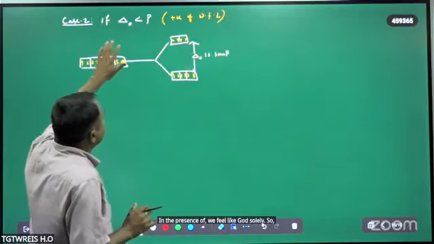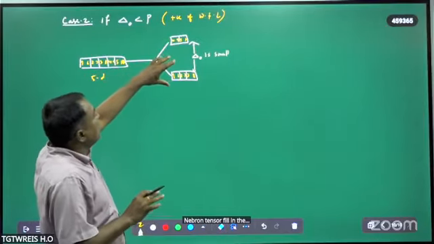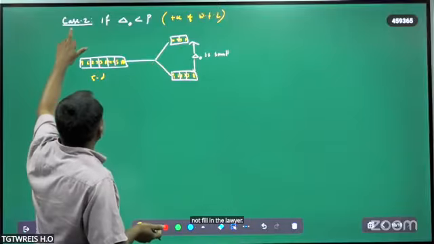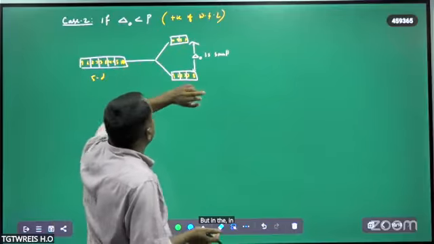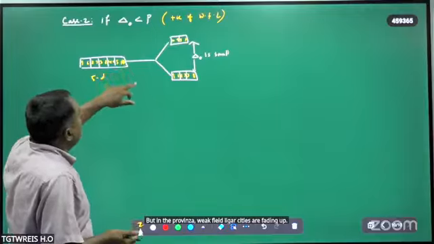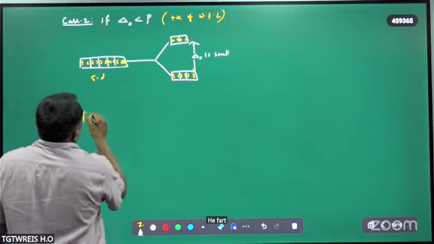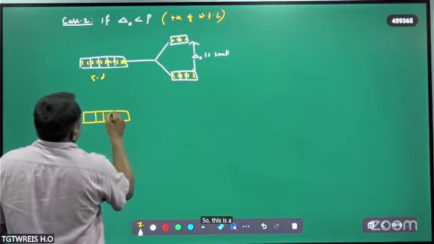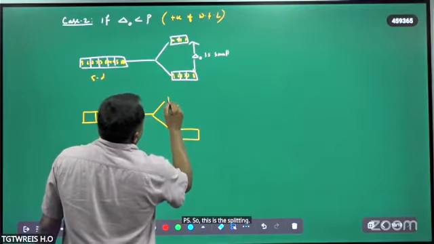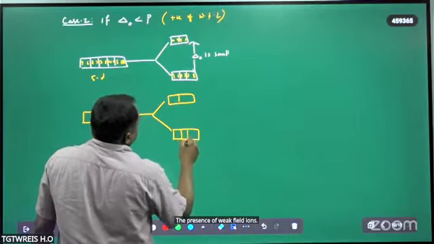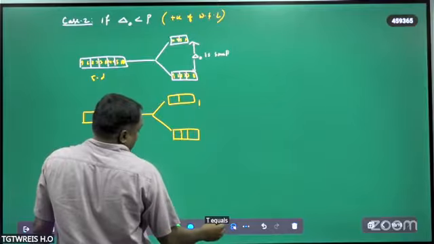So electrons tend to fill in the higher, not fill in the lower. So this is case 2. If delta naught is less than P, in the presence of weak field ligands it is happening. So for example, if you take d5, this is the splitting in the presence of weak field ligands. In the presence of weak field ligands, this is the t2g, eg.